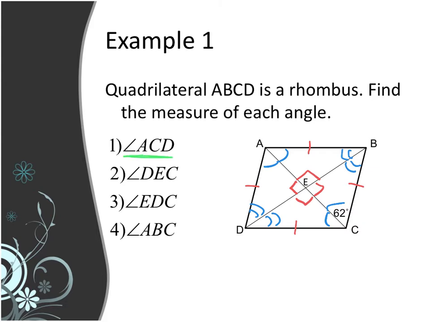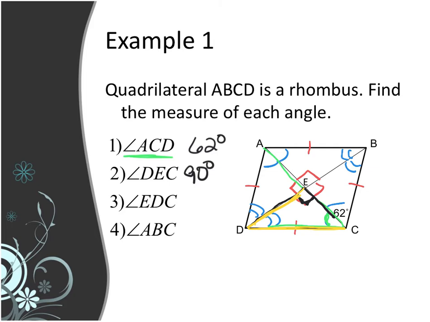So the first one is ACD, and ACD is this little angle right here. And I know that that angle has been bisected, so this is going to be 62 degrees. So this one is 62. DEC is right here. And you know that the diagonals are perpendicular, making this one 90 degrees. And then we have EDC. EDC is over here.